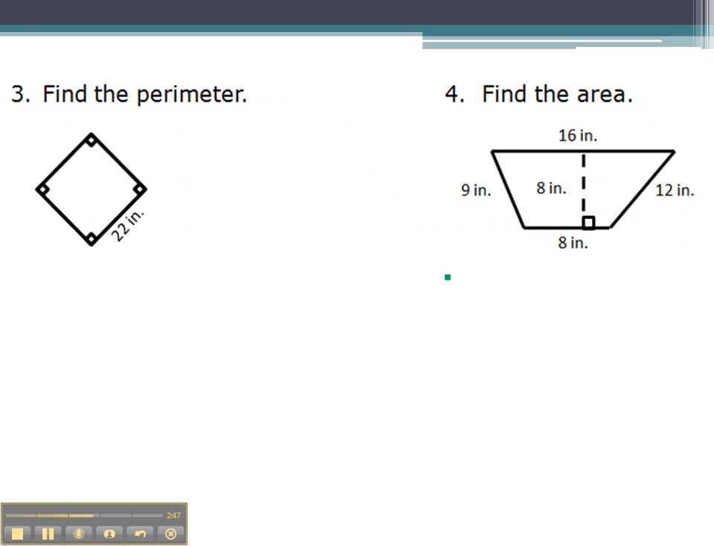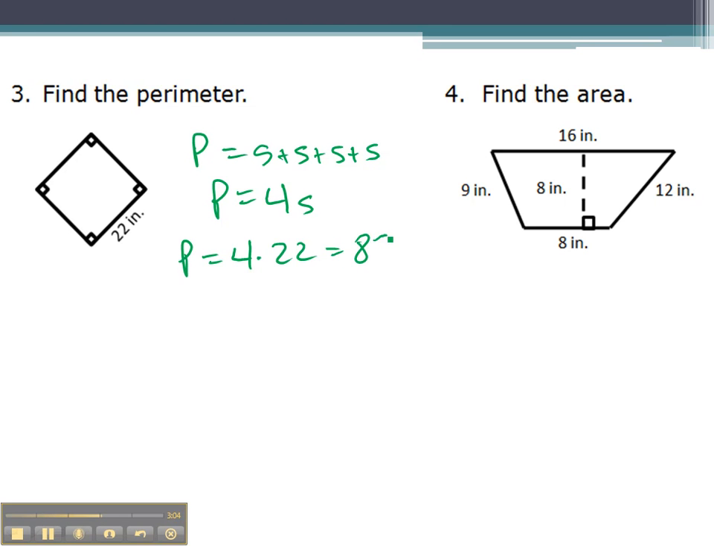Okay, number 3, we're going to find the perimeter of this square. So perimeter for a square would be side plus side plus side plus side, or a more straightforward way would be 4 times the side. So P equals 4 times 22, which is 88. So the perimeter of this square is 88 inches.